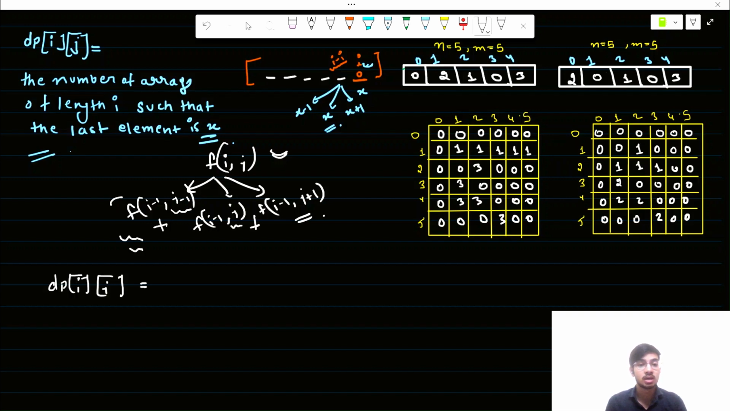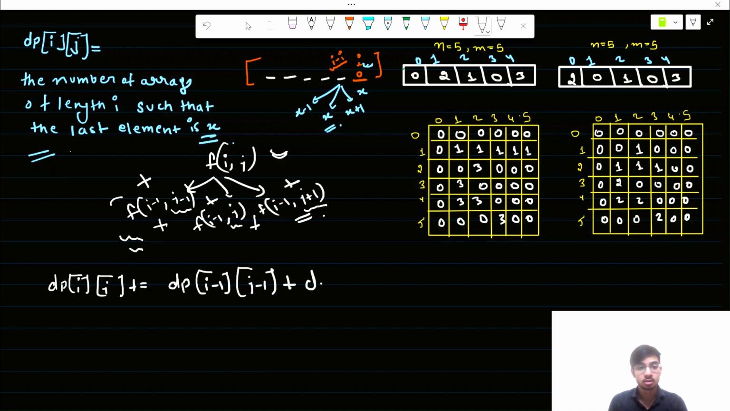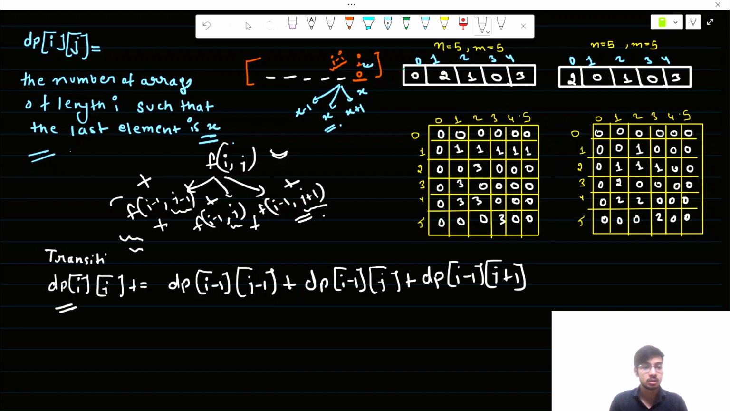The number of arrays that matches the description such that the last element is j, the number of arrays that matches the description such that the last element is j plus 1. So you have to add all of them. So it is equal to the number of arrays if you are going to choose j minus 1, plus the number of arrays if you are going to choose j, plus the number of arrays if you are going to choose j plus 1. So this is the transition state, or we can say the recurrence relation, right?